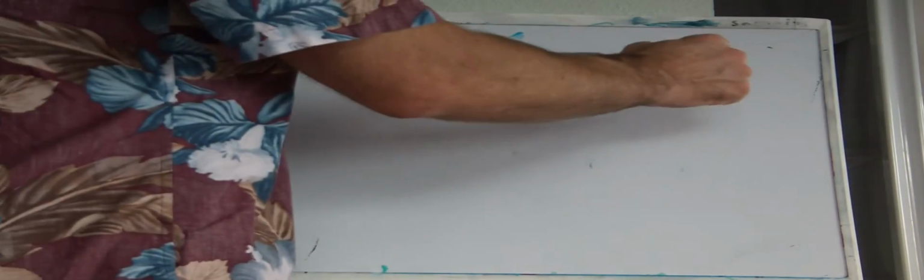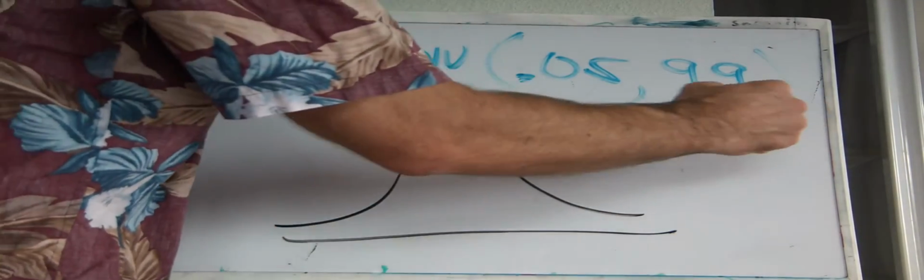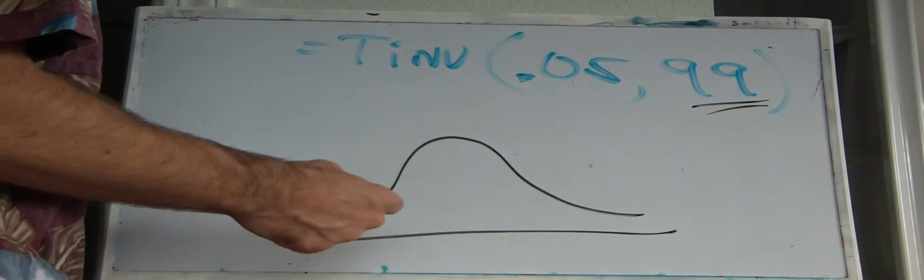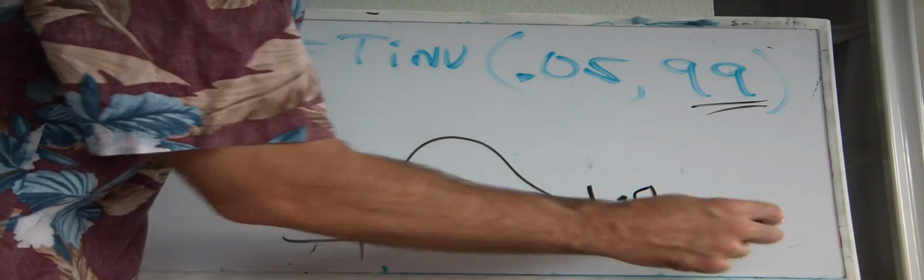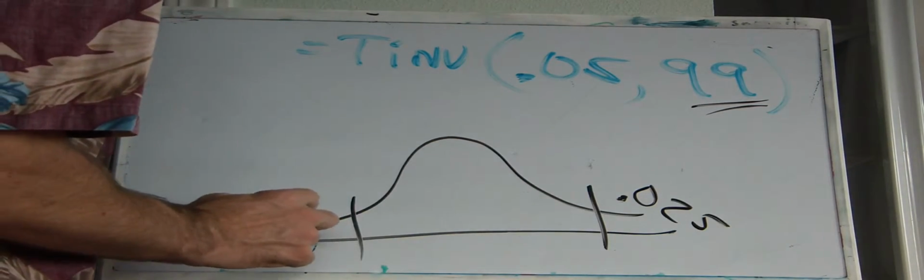It'll ask you for a certain probability, and then it'll ask you for degrees of freedom, and it will calculate for you how far you need to go for this particular t-distribution, the one that has 99 degrees of freedom, in order to give you 5% area, not in this tail or this tail, but split between the two tails.